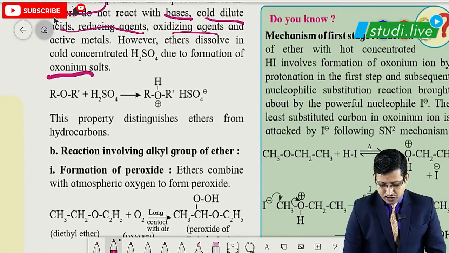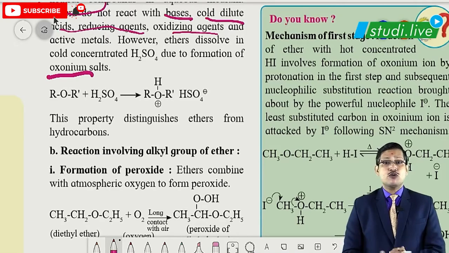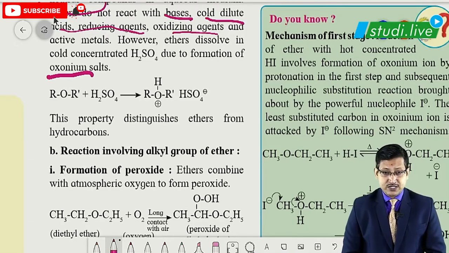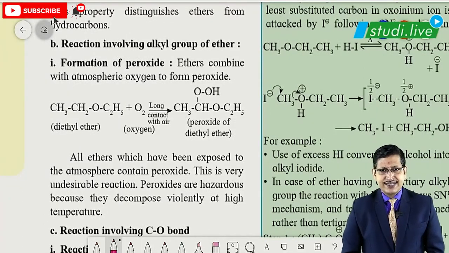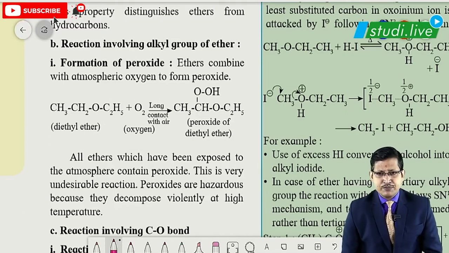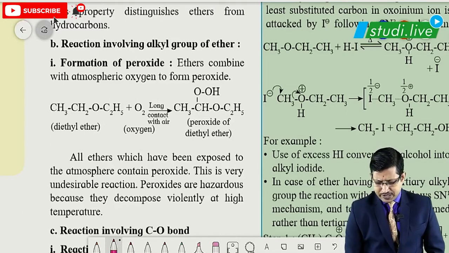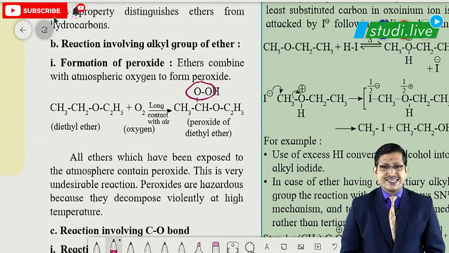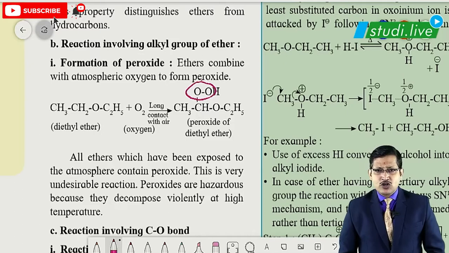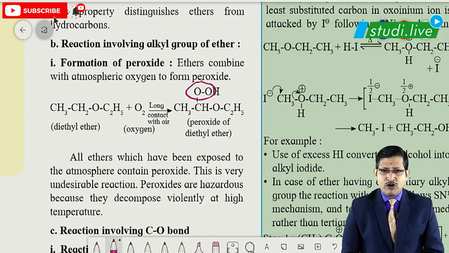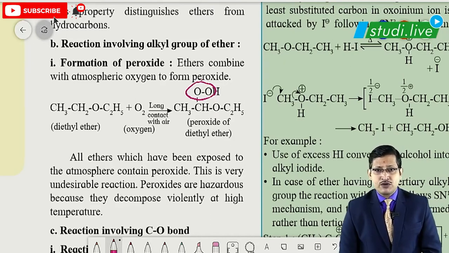Reactions involving the alkyl group of ethers. The first one is formation of peroxide. Diethyl ether, when it combines with oxygen, gives you peroxide. Now when I say peroxide, we should know where the peroxide group is. This is O single bond O. This is called the peroxide group. So ether will combine with atmospheric oxygen, and what does it form? It forms peroxide. So all ethers which have been exposed to the atmosphere, that is containing oxygen, will form peroxide.